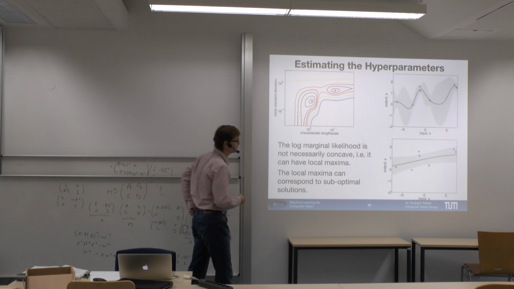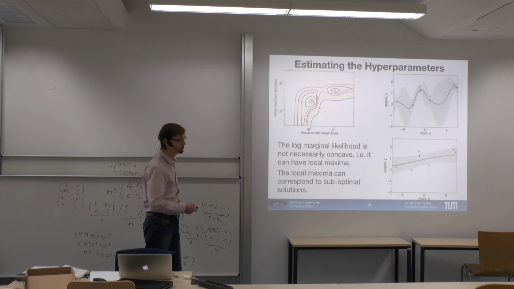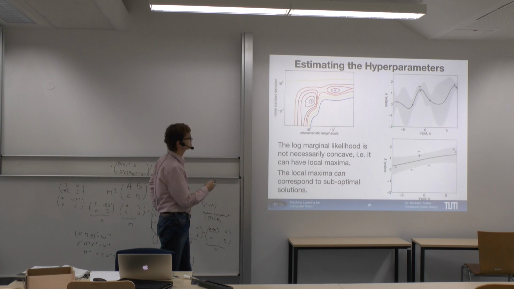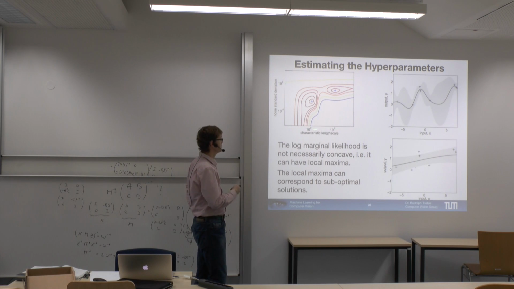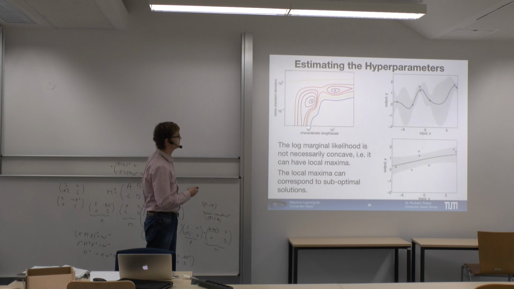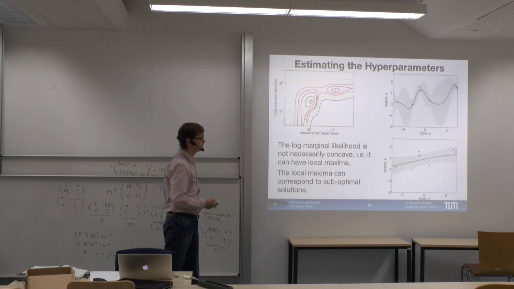The problem is that this optimization here is not convex, so we will not have a unique optimal solution. We might have different kinds of solutions here. This is one example where there are two solutions, and this just shows the two-dimensional space. This is the length scale, and this is the one noise parameter here. These are the two optima of the optimization technique, and these are the corresponding functions here.